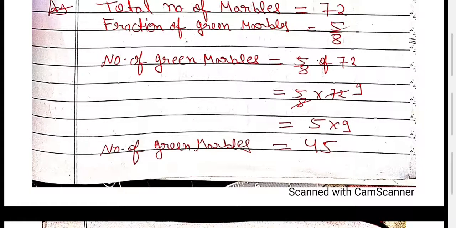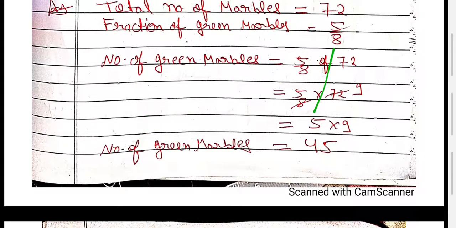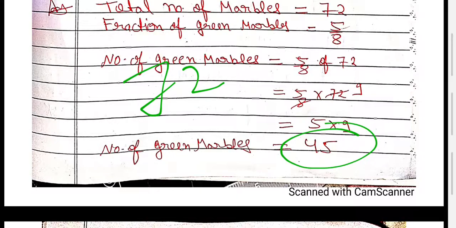It is given that 5 upon 8 of them, them is total, that is 72, are green. When you solve, you will get 45. Now total are 72 and 45 are green. Then what is the number of blue marbles? Just subtract it from the total.